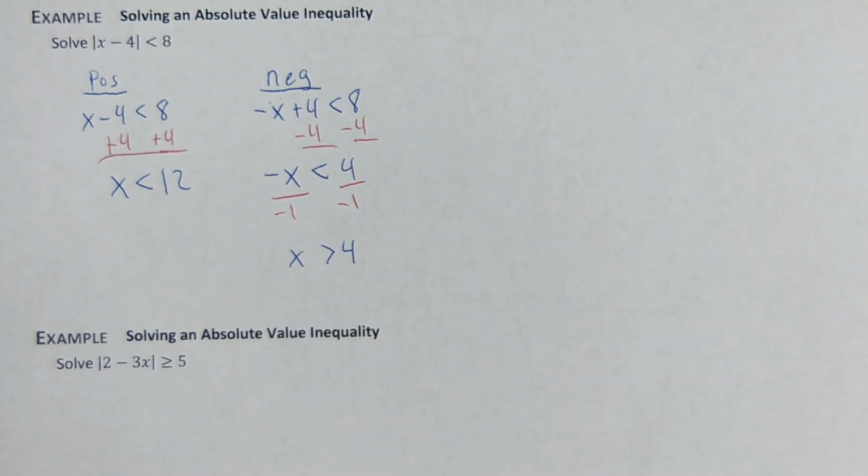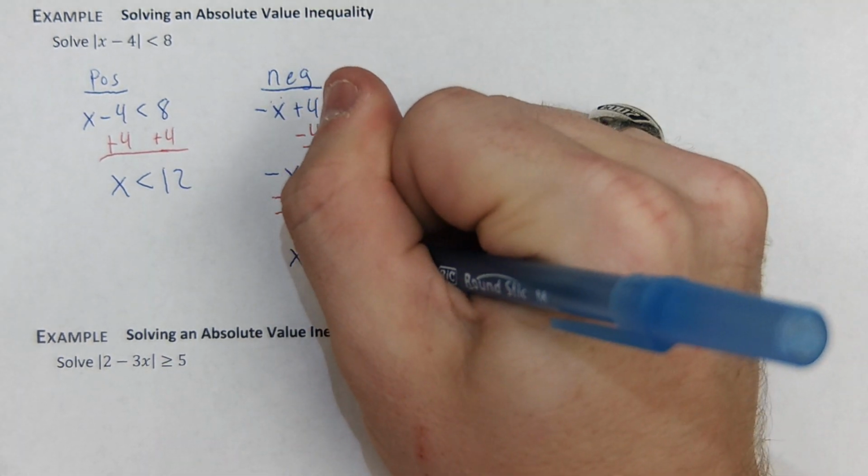So what we have here, yes ma'am? Yeah, it is -4. I forgot my negative sign. Good catch, good catch. Thank you so much.